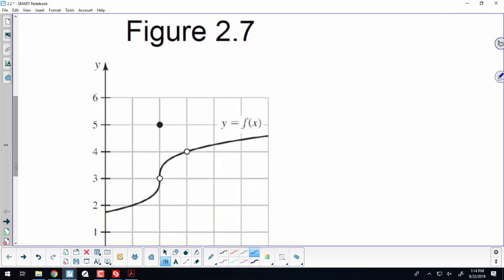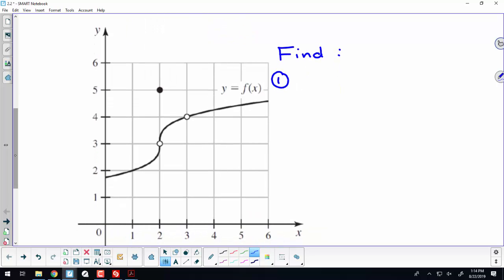So we'll look at some limits graphically. Figure 2.7, let's find a few things here. Let's calculate f of 1. So what is f evaluated at 1? 2. F of 1 equals 2.